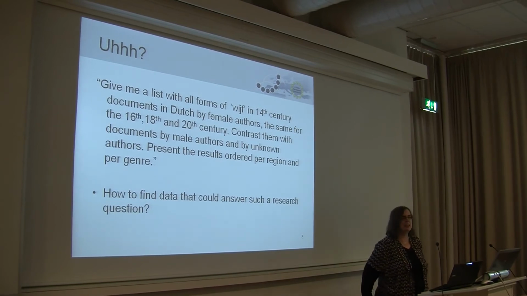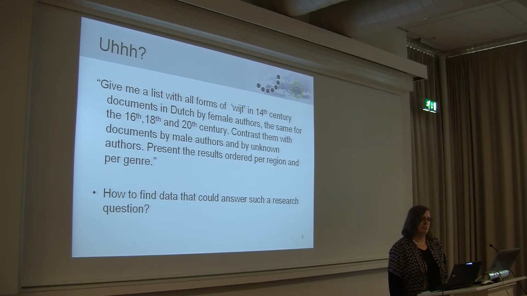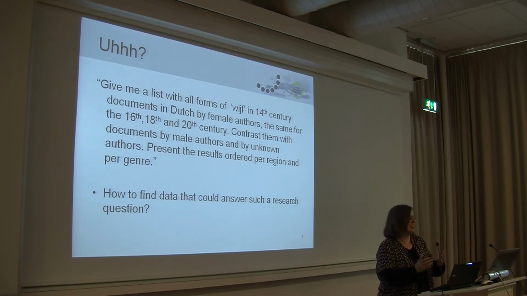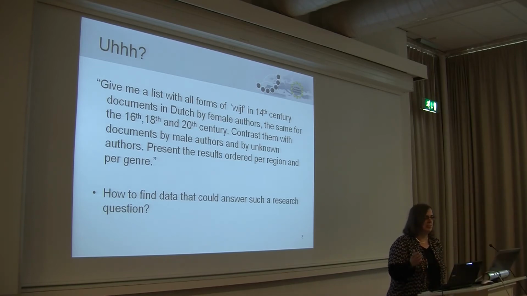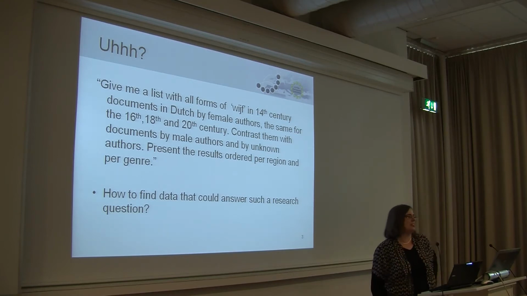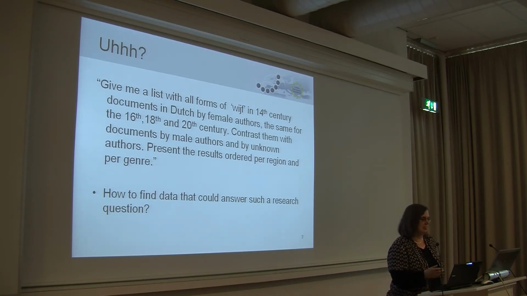Okay, someone could have a research question about a specific word, wijf, in all kinds of texts, and he or she wants documents by female authors, male authors, unknown authors, with results ordered per region, etc. Okay, you need some content-related things. So you need to have wijf, which will not be in the metadata, but inside those documents. But also all kinds of metadata that you need to know, such as that the texts are from the 16th, 18th, or 20th century, what the gender of the author is, that kind of thing.